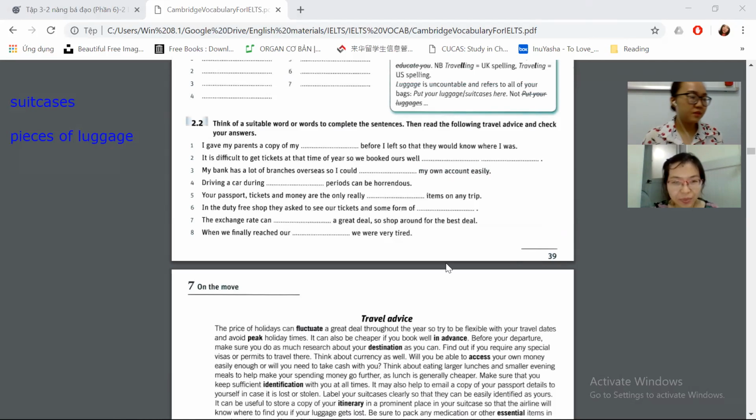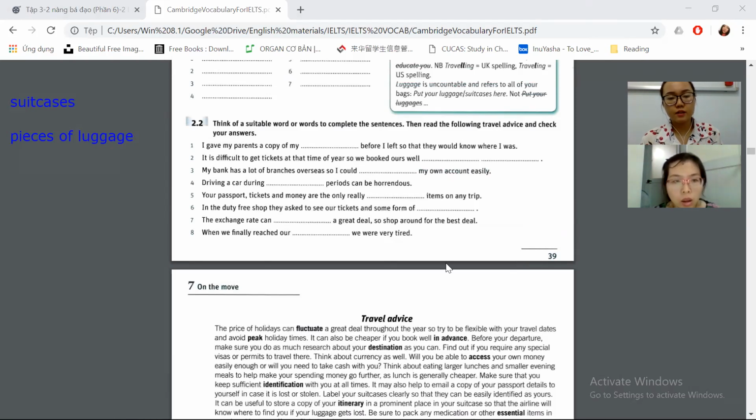Number 2. It is difficult to get tickets at that time of year, so we booked ours well... What are the two words? Two words. In advance. Very good. In advance.